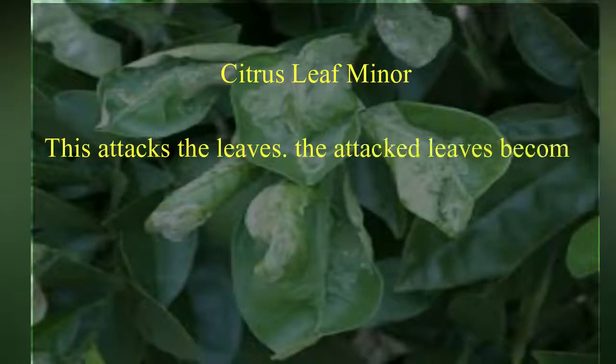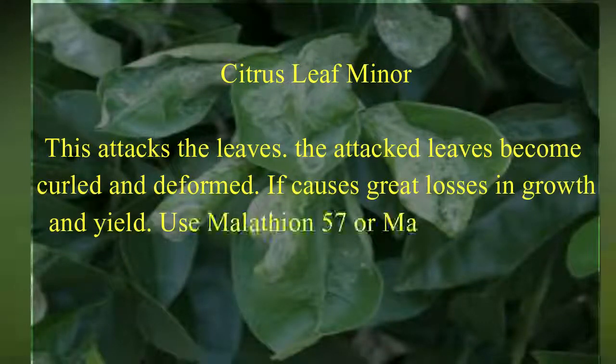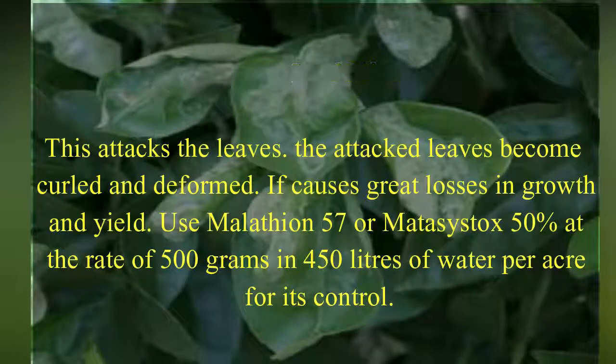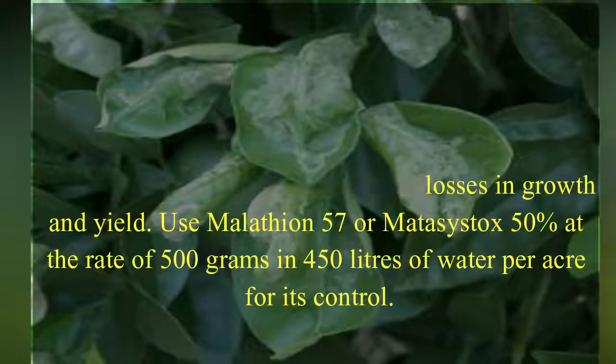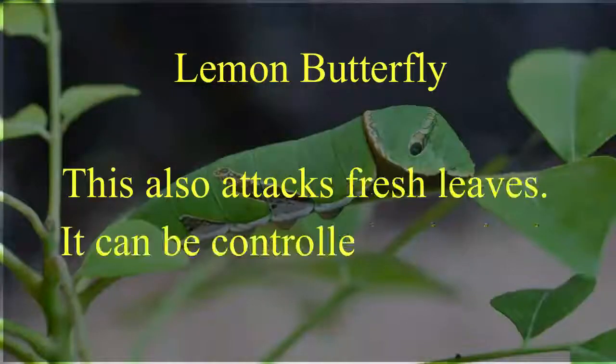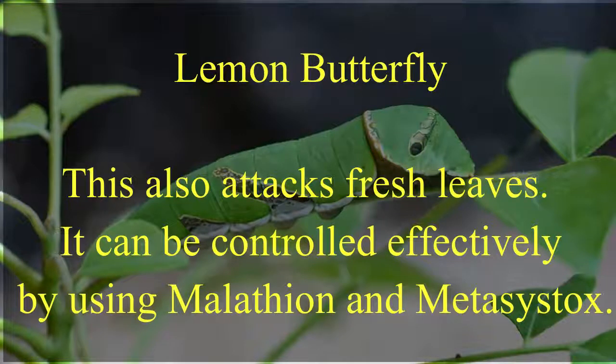Citrus leaf miner. This attacks the leaves. The attacked leaves become curled and deformed. It causes great losses in growth and yield. Use Malathion 57% or Metasystox 50% at the rate of 500 grams in 450 liters of water per acre for its control. Lemon butterfly. This also attacks fresh leaves. It can be controlled effectively by using Malathion and Metasystox.